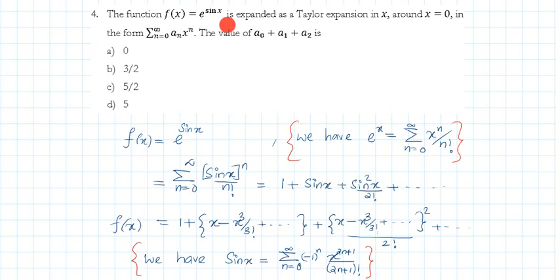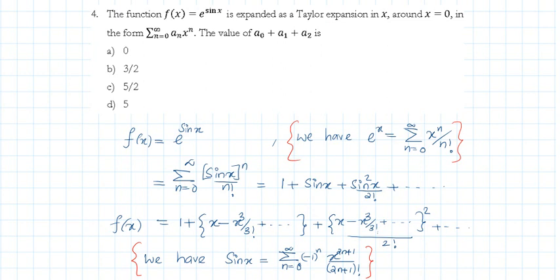Consider this question: the function f of x equal to e raised to sin x is expanded as a Taylor expansion in x around x equal to 0 in the form sigma n equal to 0 to infinity a_n x raised to n. The value of a0 plus a1 plus a2 is. There are 4 options given. So how can we solve this? The given function is f of x equal to e raised to sin x.